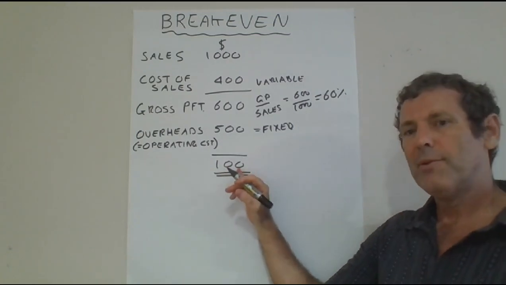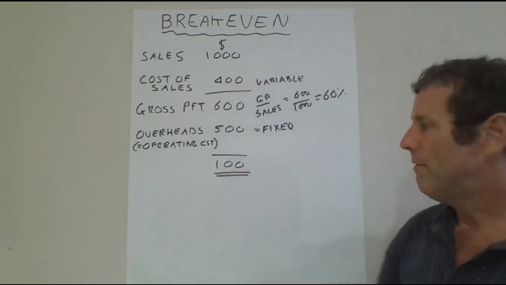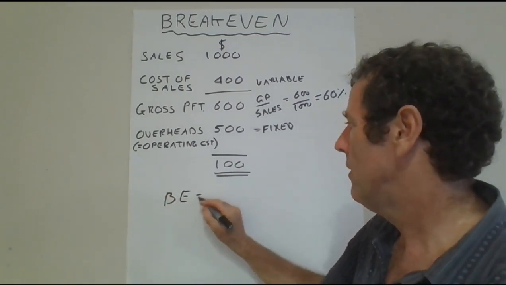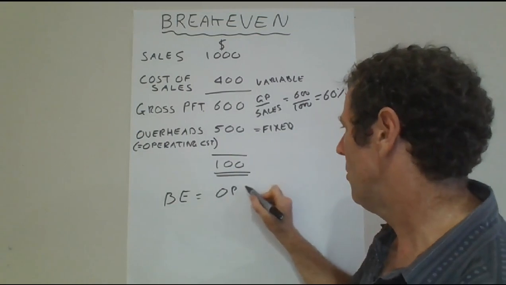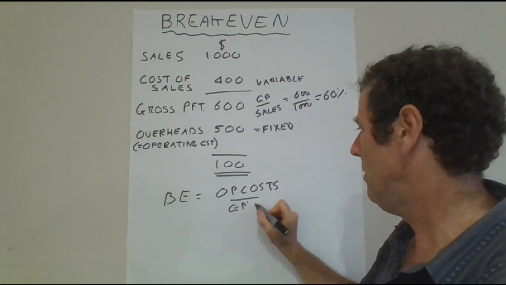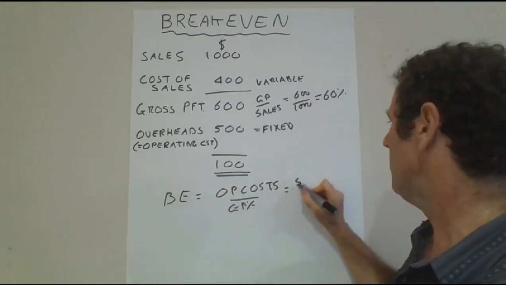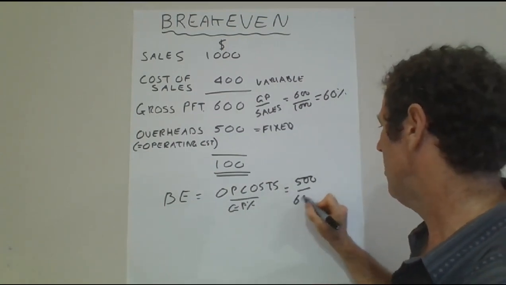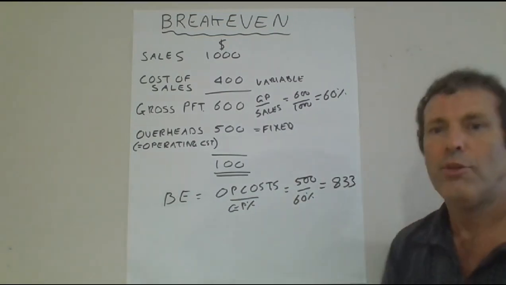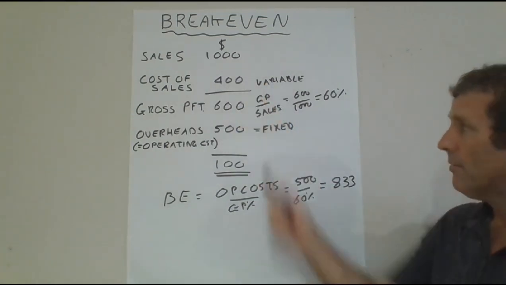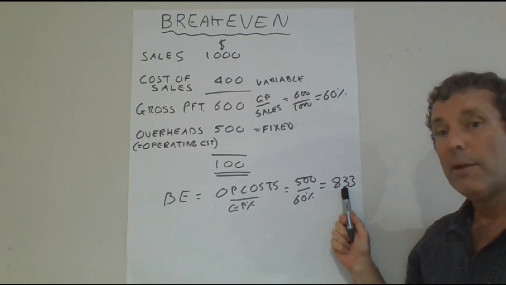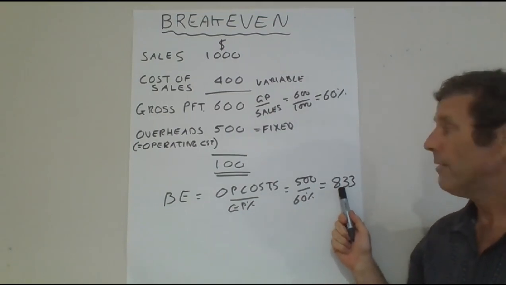How do we use this information to calculate break-even point? Well, very, very easy. So break-even is equal to your operating costs over your GP percentage, which is equal to 500 over 60%, which is equal to $833. So for this business, with this cost structure, the break-even sales is $833.